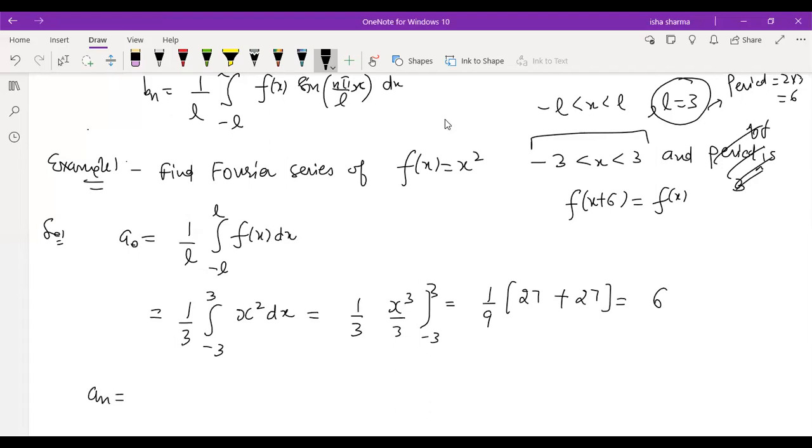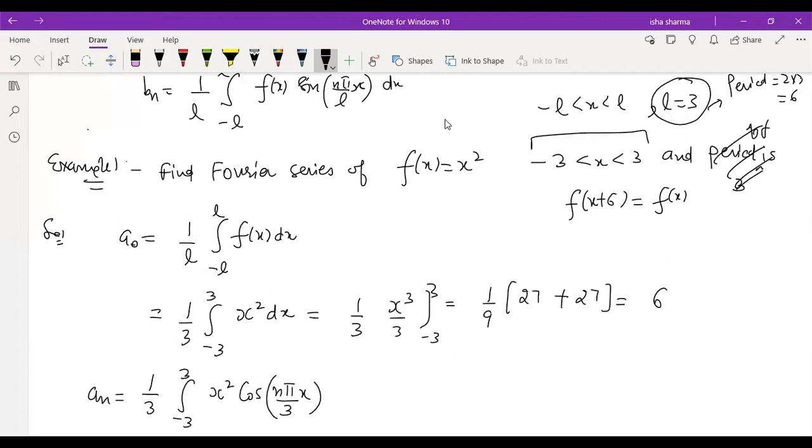Now we are going to compute An. 1 by 3, integral from minus 3 to 3 of f(x), that is x square, into cosine n pi by L x. So instead of nx, it is now n pi by L x. So you can say these are the general formulas. If in these formulas we put L is equal to pi, you will get exactly the same formulas.